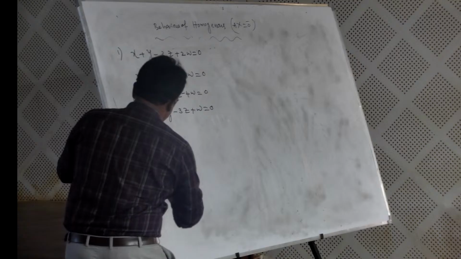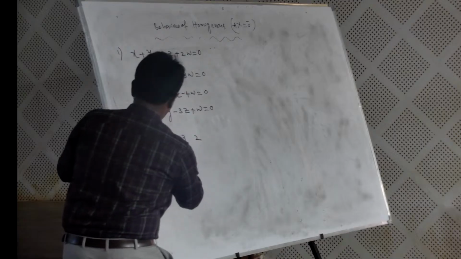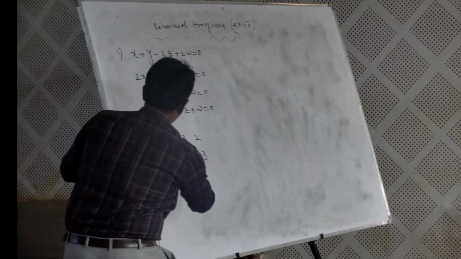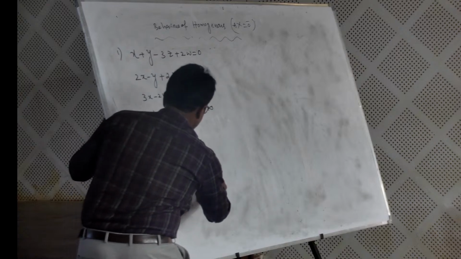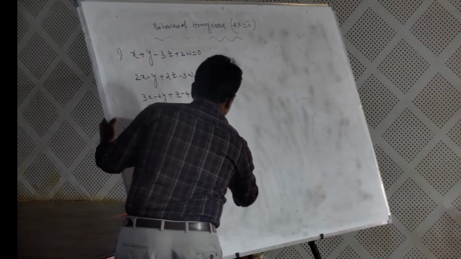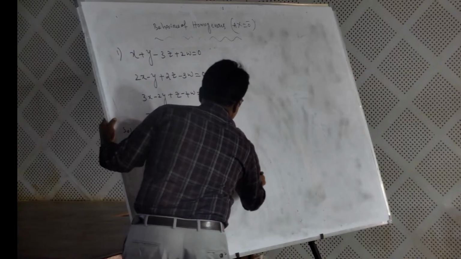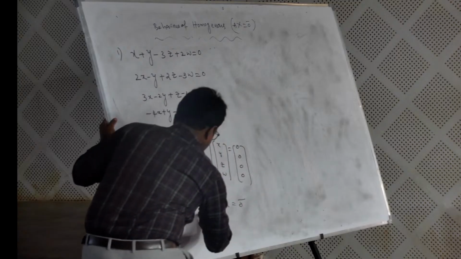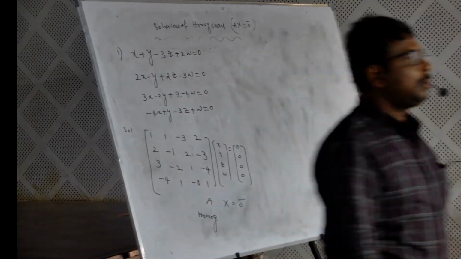Convert the system into the matrix. 1, 1, minus 3, 2; 2, minus 1, 2, minus 3; 3, minus 2, 1, minus 4; minus 4, 1, minus 3, 1, times x, y, z, w equal to 0, which is homogeneous.